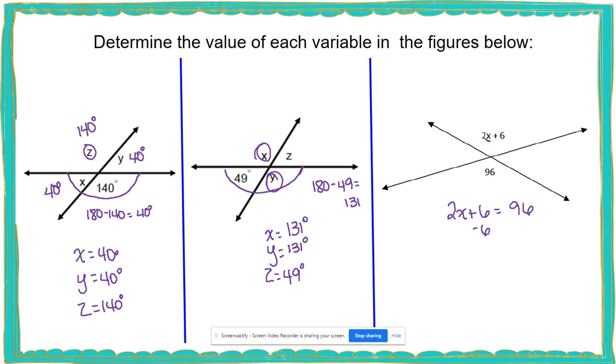I can subtract 6 from both sides of my equation. These would cancel and leave me with 2x. If I do 96 minus 6, I get 90. Now I'm going to divide by 2 on both sides. Those would cancel and leave me with x, and 90 divided by 2 is 45. So the value of x here is 45.